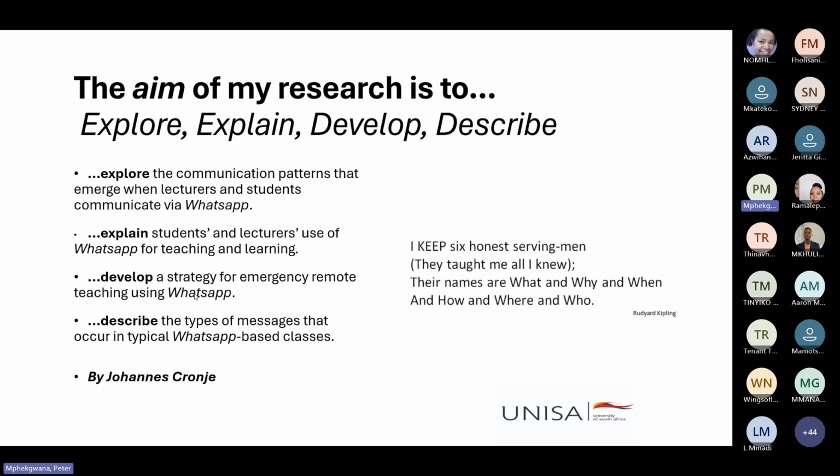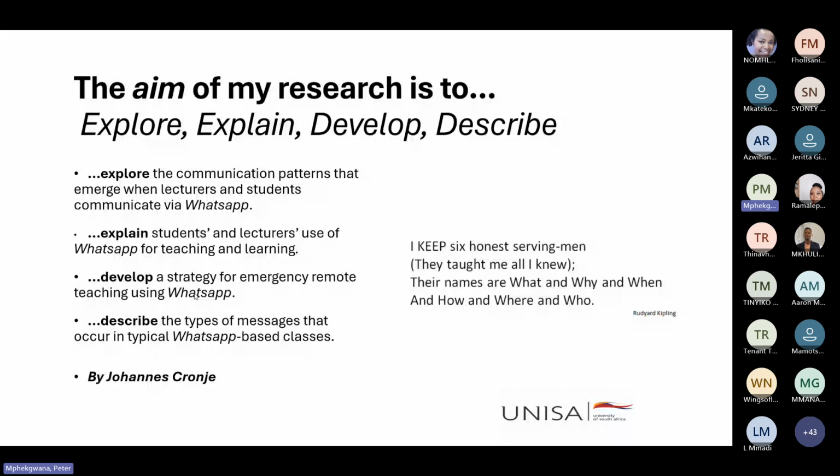Can we give it a try, colleagues, and see if it's possible? Maybe it's possible or maybe it's not possible. People from languages, linguistics, I think here they need to lead us. Is it possible to paraphrase this using these six honest serving men? Is it possible, colleagues, to paraphrase this using these six serving men?